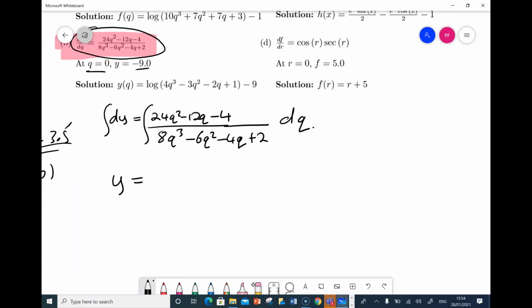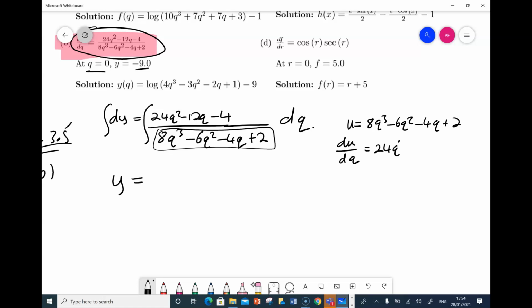Now, it's a bit complicated on the other side, but I will notice that when I differentiate the bottom line, it looks like the top line. So I let u equal 8q cubed minus 6q squared minus 4q plus 2. Then the derivative of that is 24q squared minus 12q minus 4. So du is equal to 24q squared minus 12q minus 4 dq.